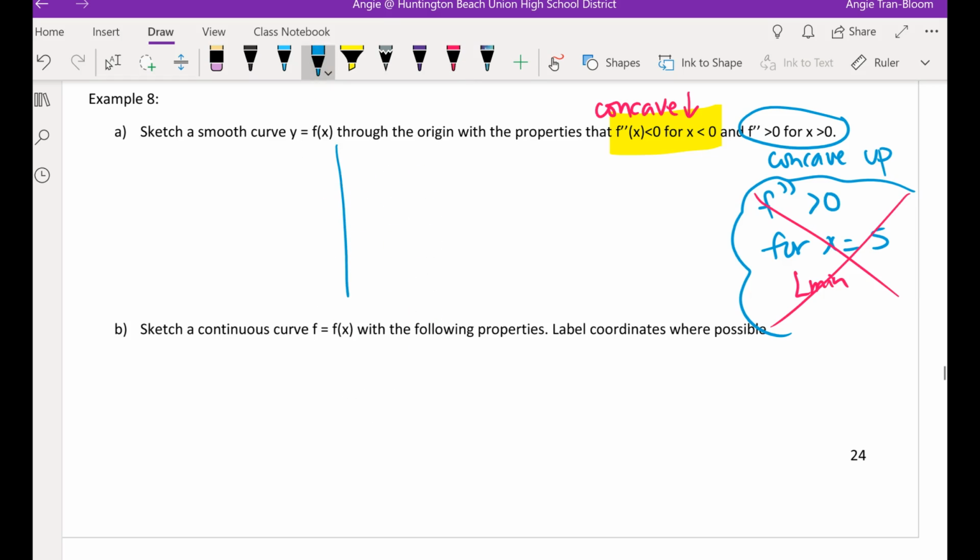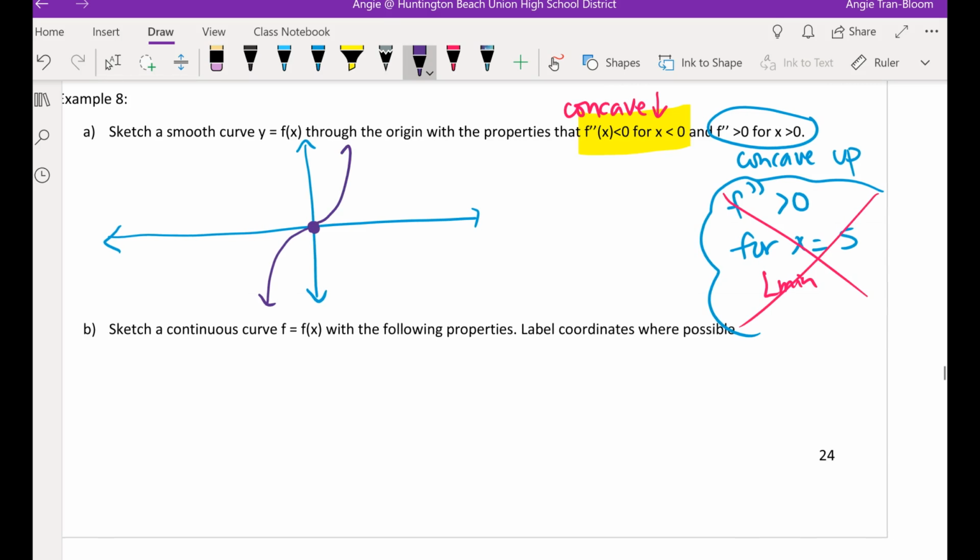Okay, let's sketch it out. Here we go, y'all. This function is smooth and continuous. What does it have to run through? The origin. So let's plot our dots. Everything on the left side of that dot has to have what concavity? Down. So, is that down? And then everything on the right means up. Is that up? Yes. So is that okay? Yes. That's it.